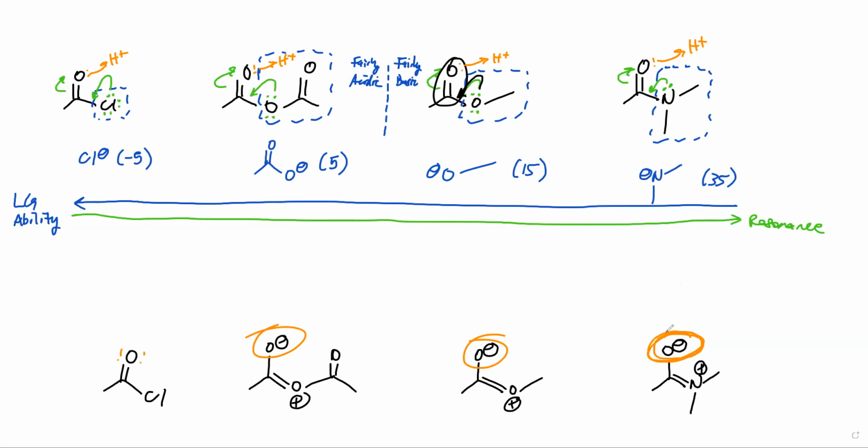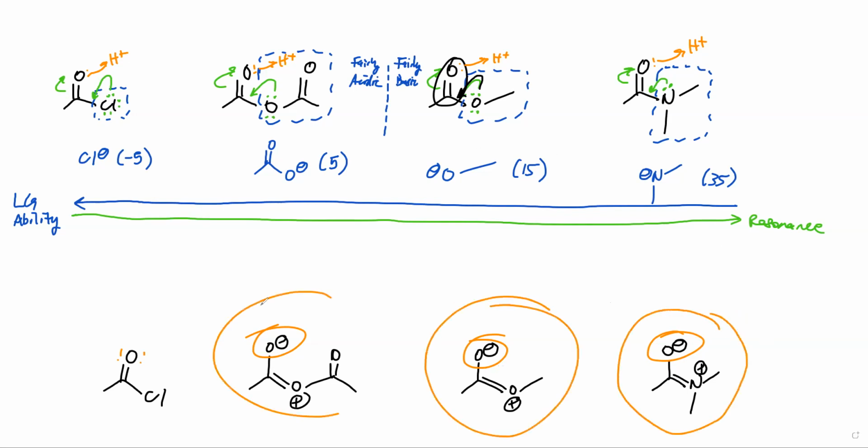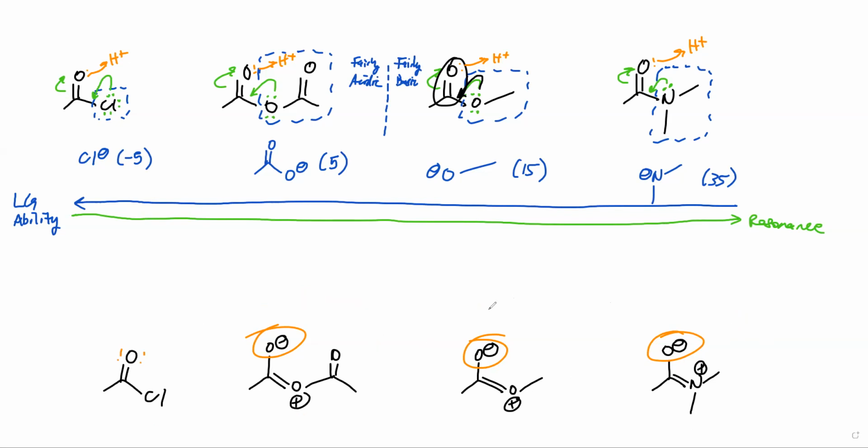So I think we can all agree: the more O minus character there is, the more likely that O minus is to pick up a proton, because O minus is basic. So ask yourselves, of these derivatives, who has the strongest O minus character? Essentially, which of these derivatives will have more of their resonance form in the overall hybrid? Okay, so again, tough question.